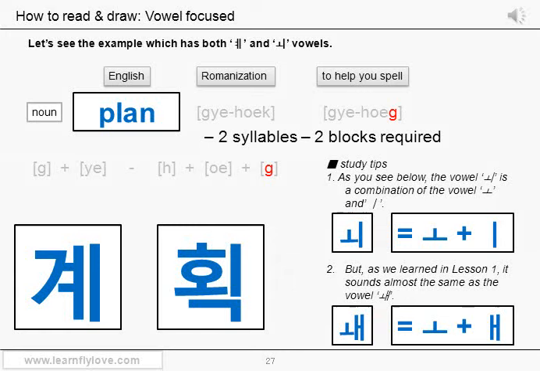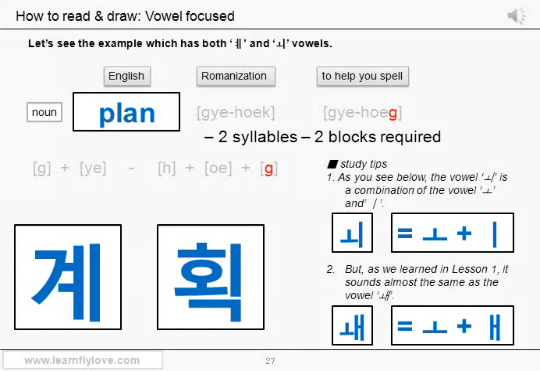Next word. Whoa. What is this? It looks very complicated, but don't worry, you can read it. This word means a plan. Check out the romanization, but I don't think you can find out the correct sound from this romanization, so just hear the sound first. 계획. There is the alternative romanization. You can find a red G in the second syllable, so you know that there will be a G sound as a final in the second block.